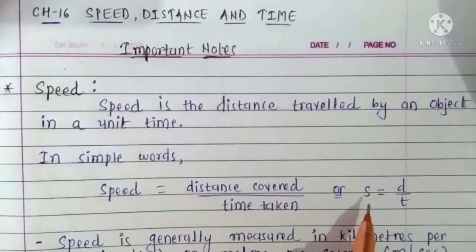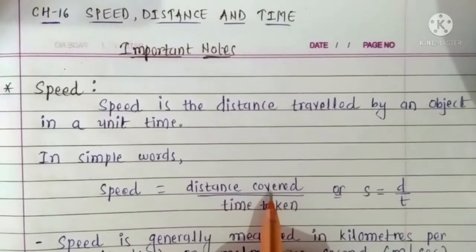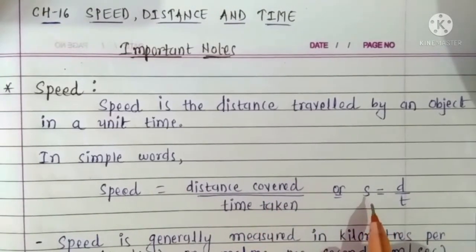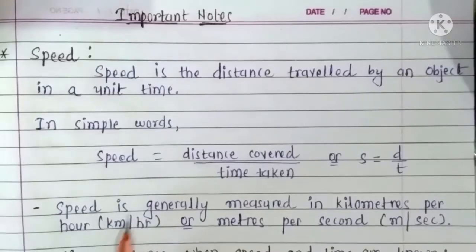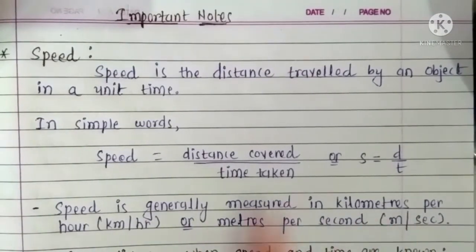Next, we use symbol S for speed, D for distance and T for time. So we have the formula S is equal to D upon T. Next, speed is generally measured in kilometer per hour or meter per second.